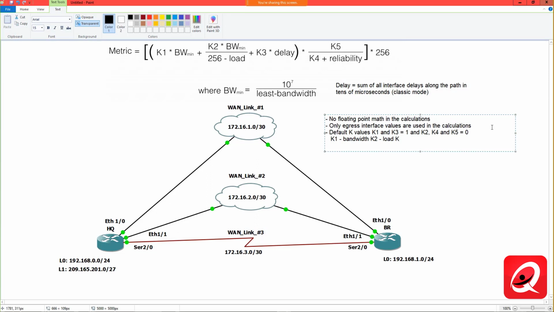K4, well, we'll do them in order. K3 is going to be related to the delay. And K4 is going to be related to, in this case, reliability.